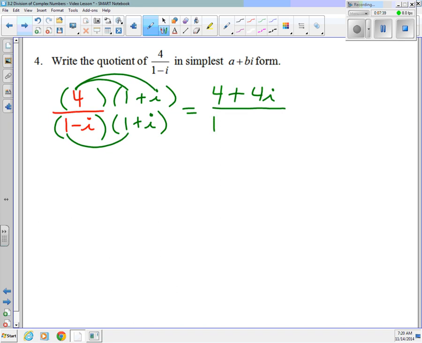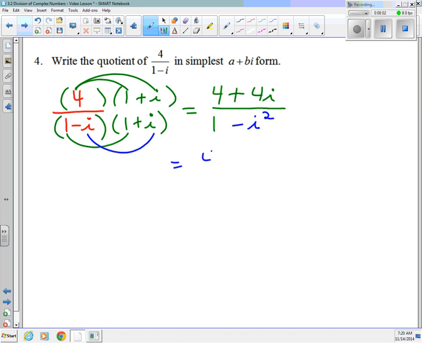Now here's a little thing I'm going to skip. When you have multiplied by conjugates, the middle two terms, the 1 times i, which is i, and the negative i times 1, which is negative i, are going to cancel. So I'm automatically going to skip them. Not because I'm not multiplying them, but because I know what the answer is going to be. And then I have 1 minus i squared.